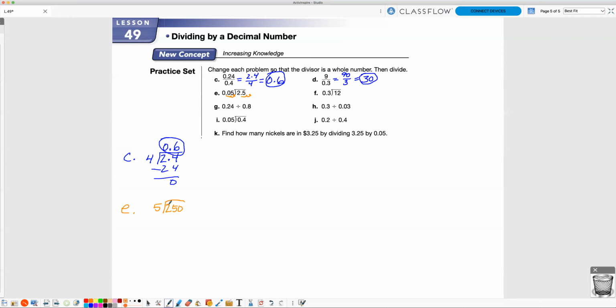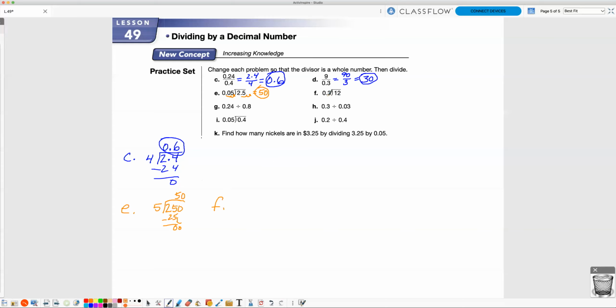And then once I look at that, it's pretty straightforward. 25 divided by 5 is 5. This would be 25. There'd be nothing left over. Bring it down, it'd be nothing. 0 divided by 5 is 0. So the answer to this would be 50. Letter F. 12 divided by 3 tenths.